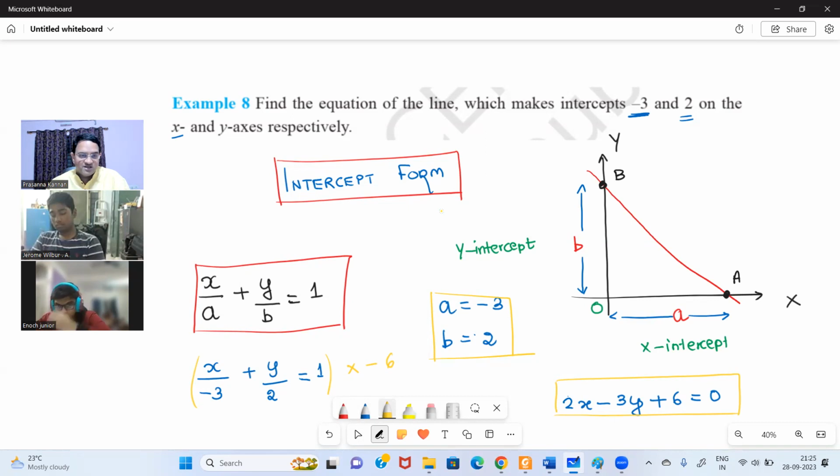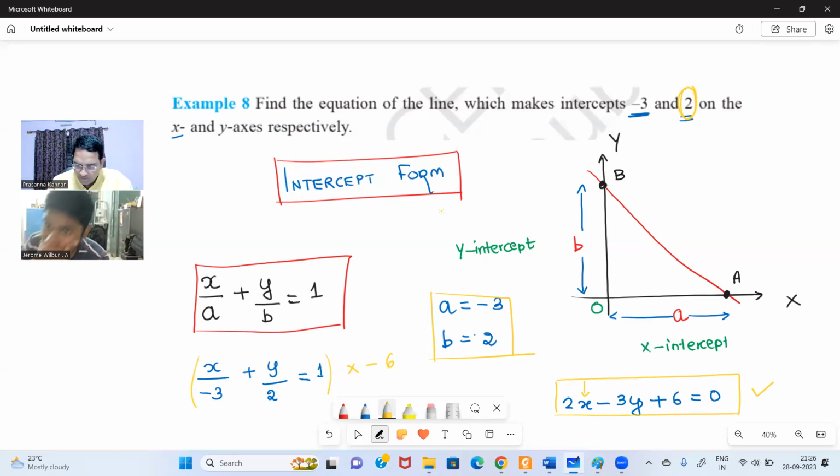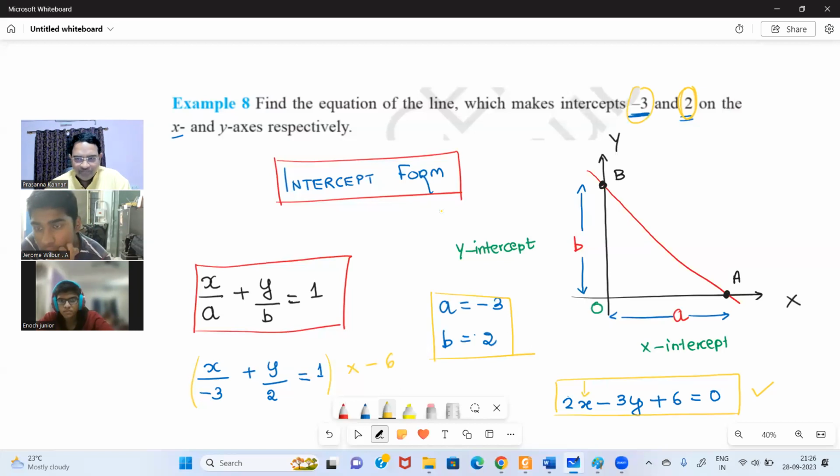Once again, how to verify whether my answer is correct or not? Very simple. Put x equal to 0. What are you getting y as? Put x equal to 0 in this equation. Tell me what is y. If you put x equal to 0 here, this will be 0. Minus 3y is equal to minus 6. So y is equal to 2. So you're getting the y-intercept 2. Put y equal to 0. Then you'll get 2x is equal to minus 6, x equal to minus 3. You're getting the x-intercept. So you're very sure of your answer.